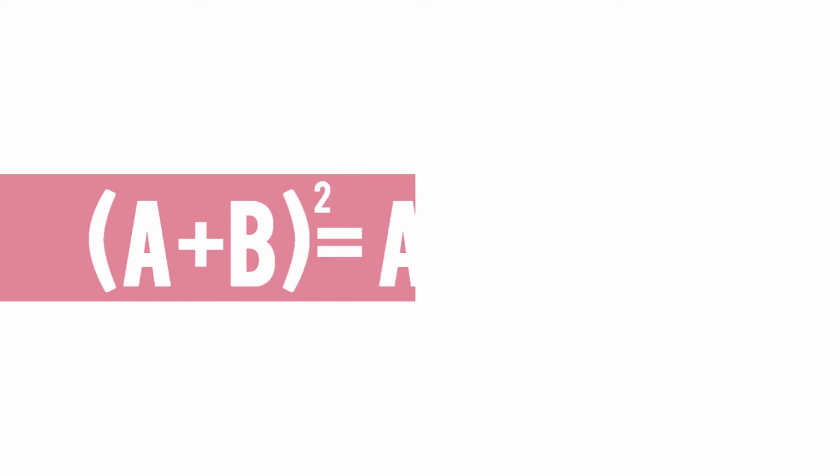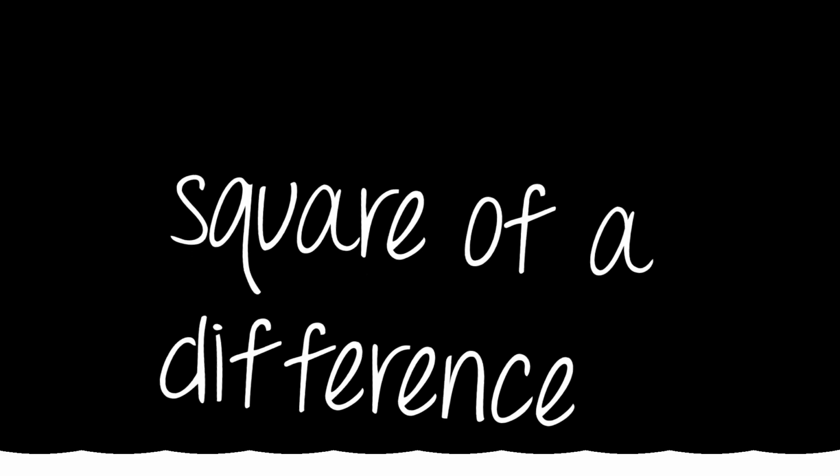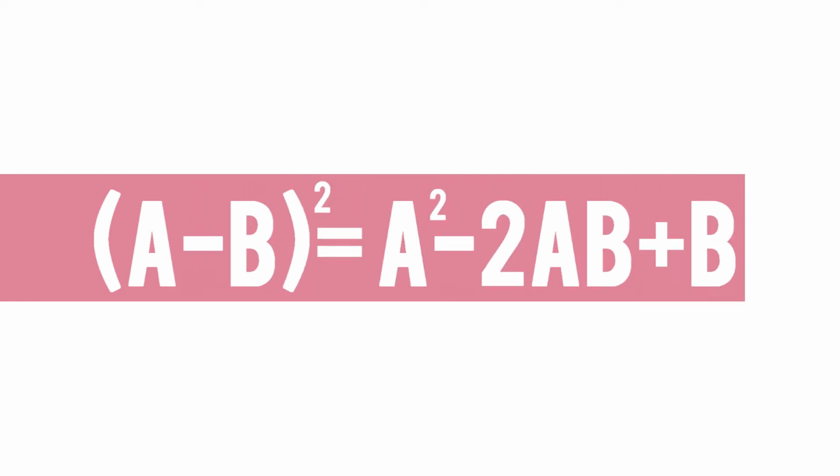The square of a sum is also known as the square of a binomial. It is the product obtained from multiplying a binomial by itself. Square of a difference. The square of a difference is the product obtained from multiplying a binomial with a negative sign by itself.